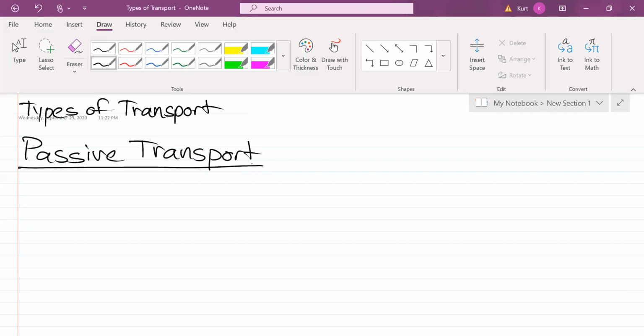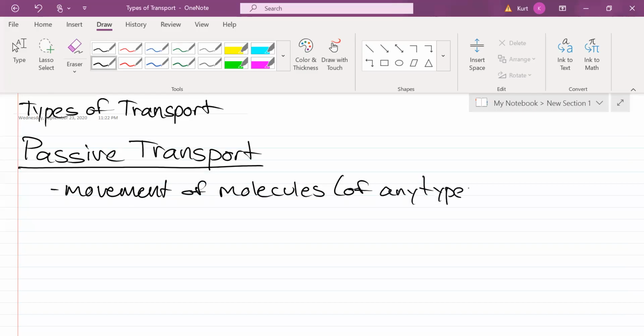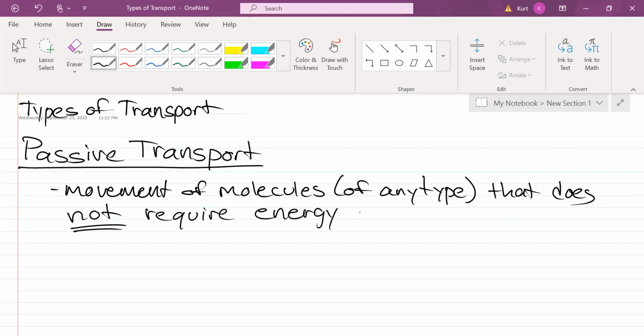Passive transport is the movement of molecules, and those molecules can be of any type, that does not require energy. And that energy is typically going to be in the form of adenosine triphosphate, ATP, the stuff that the mitochondria and the chloroplast produce.